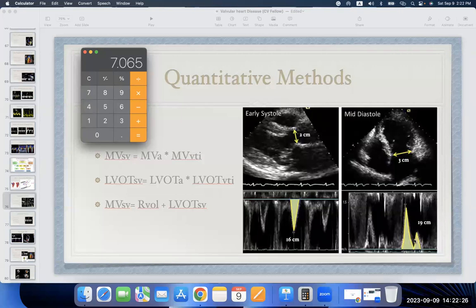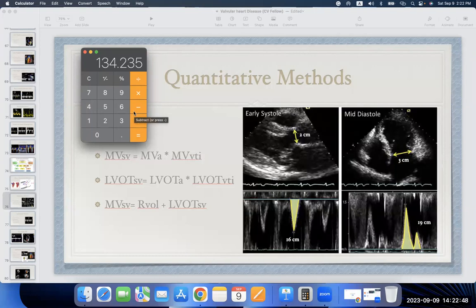This is a pulse wave. You use pulse wave, not the continuous wave. Be careful. Use pulse wave here. So you multiply by 19. Let's say here it's 19. So you get 134.